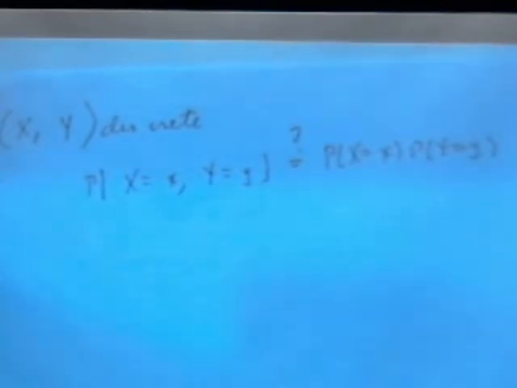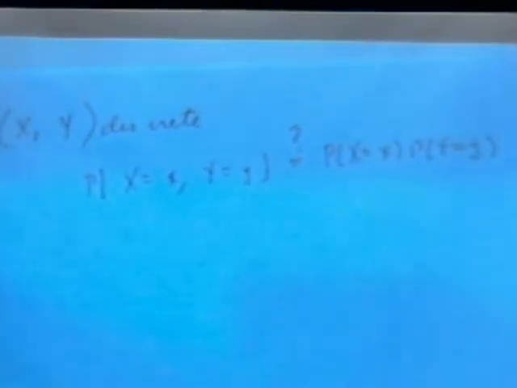You can test that in a very natural way, especially if the ranges are small. If they're large, then you might end up with a sparse table, so you have to be very careful. But, you know, like hair color and eye color, that's it. You just put that in a contingency table. Okay.